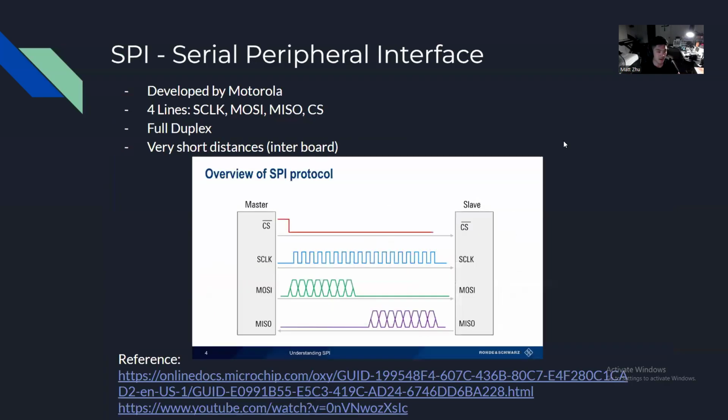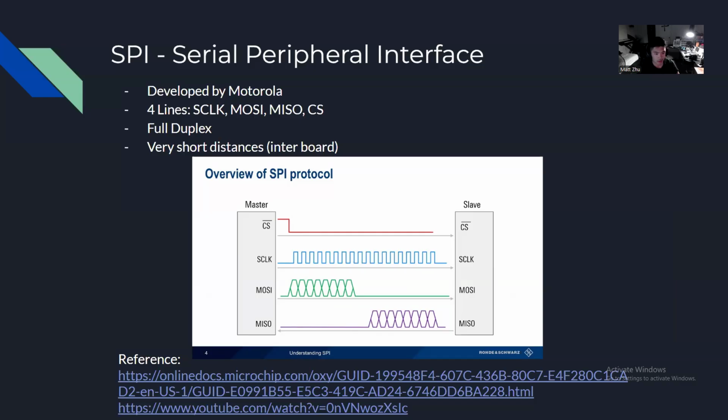Next up is going to be SPI, Serial Peripheral Interface. This communication protocol was developed by Motorola. It's for very short distances. Again, it's interboard, much like I2C. It is, however, one of the fastest communication protocols. It's full duplex, meaning that both the master and the slave can send data at the same time. And then it's four lines: your serial clock, MOSI, which is master out, slave in, your MISO, master in, slave out, and then your chip select.